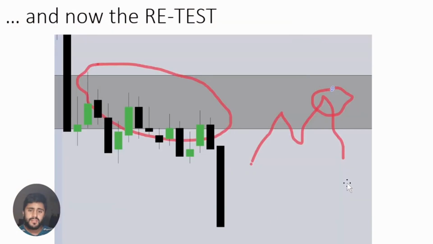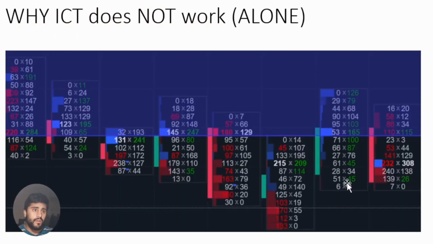So why do traders mess this up, right? So you need one 15-minute fair value gap. You need to be patient to wait for the entry, and you need to use order flow, right? So here's why ICT does not work alone, right?